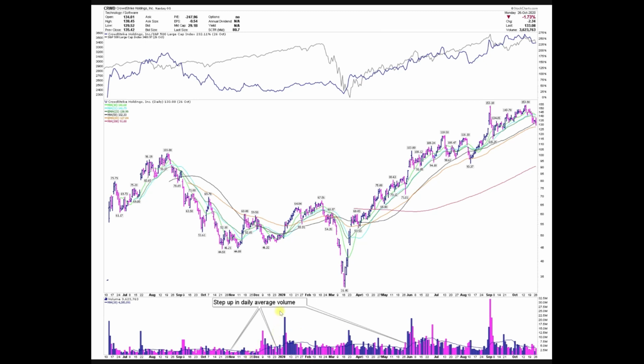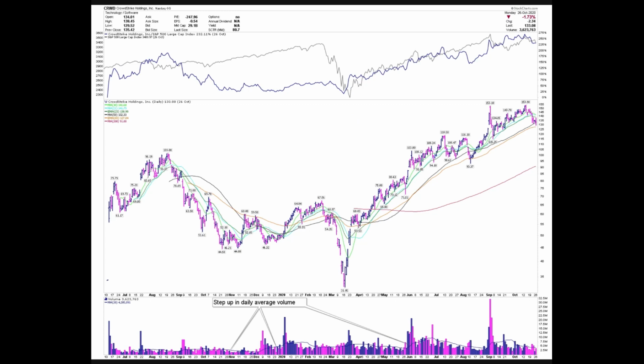Going back to the very basics, if this is seen across a particular group, for example the software group in its early stages back in 2015, 16, 17, it is a sign that institutions see the growth potential for that group, so they are willing to position in stocks for that group. Again, we must keep market trend in mind with any of our actions in the market, and the step up in daily average volume is not a buy signal or a sell signal. It's just an observation, and it's just a characteristic.